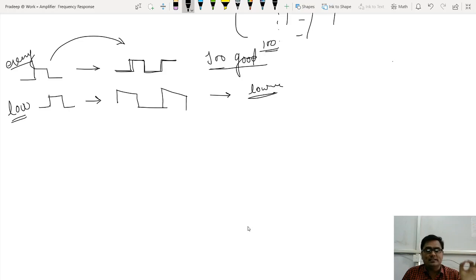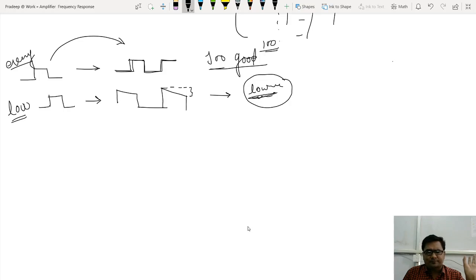Without taking the frequency response of an amplifier, I am concluding that there is a problem with the gain of the amplifier at lower frequencies. Why? Because I am getting that much tilt, that much decrement in the output voltage. So what is that tilt, what is that decrement? That we will discuss further.